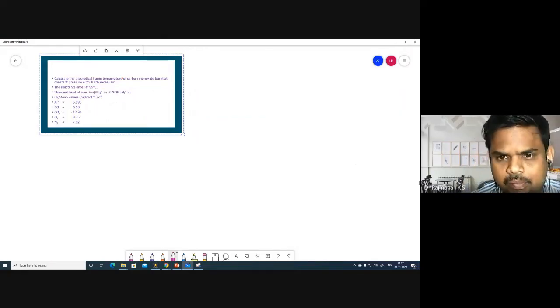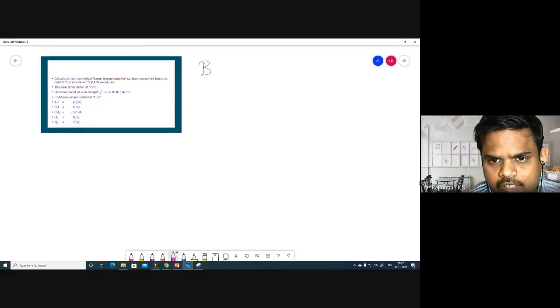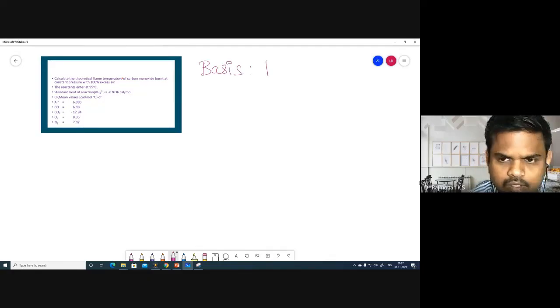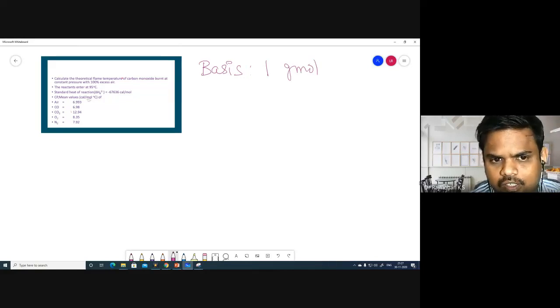So you should take a basis because no moles are given. So we can take a basis of 1 gram mole, because the Cp value is given in moles, so we can take gram moles itself. If it is given in kilomoles, you can take a kilomole basis. Okay, 1 gram mole of carbon monoxide.